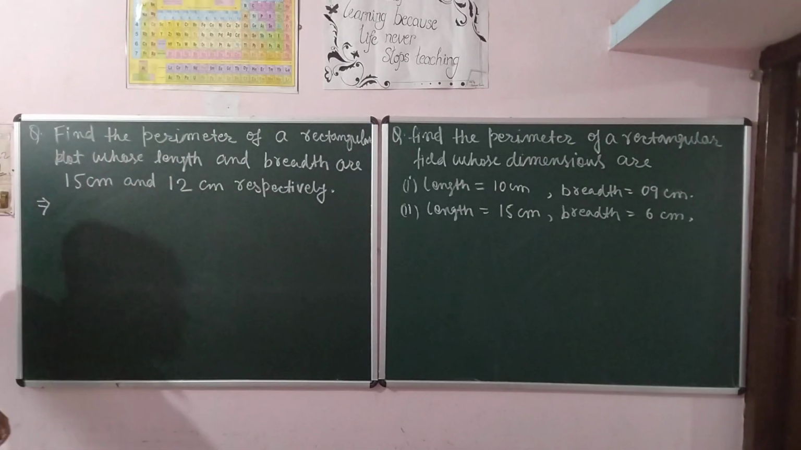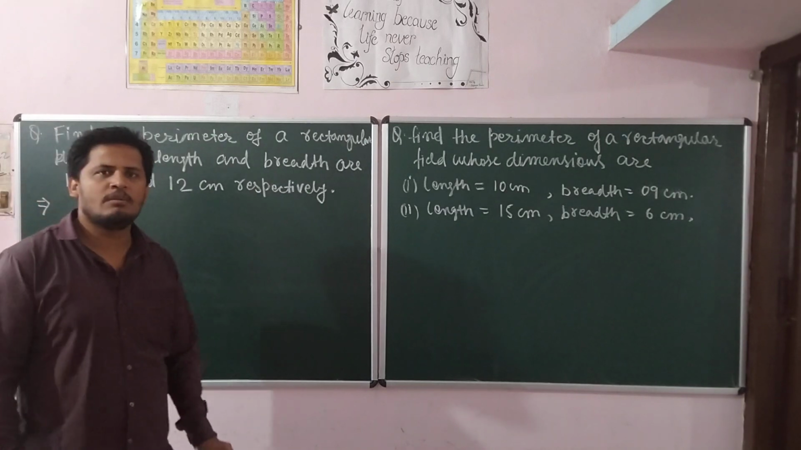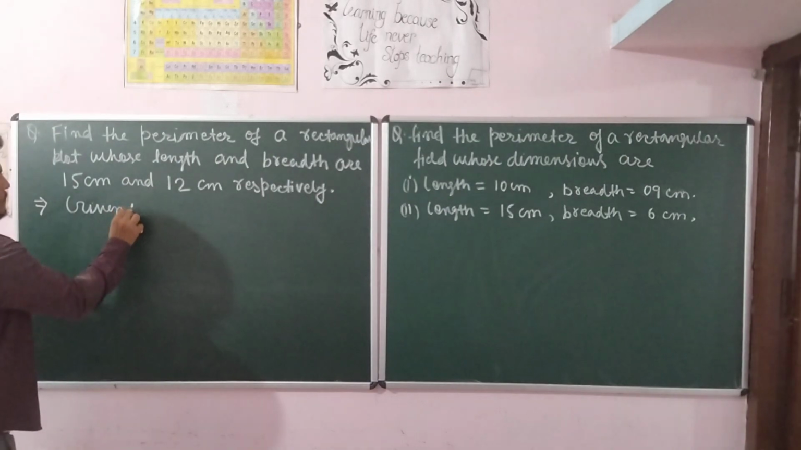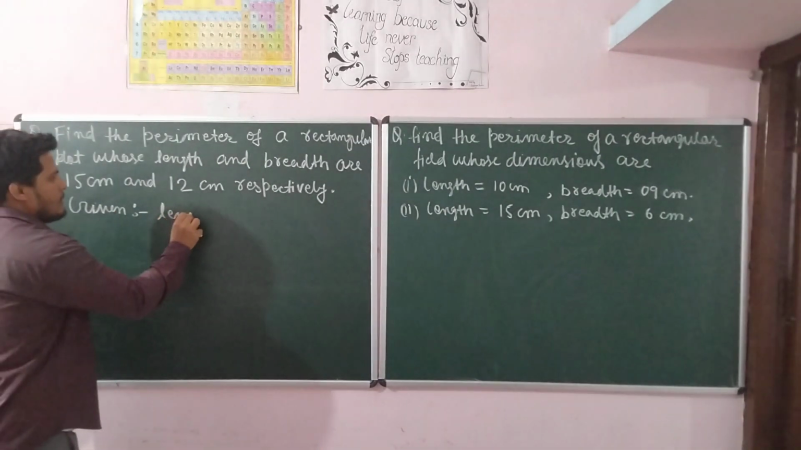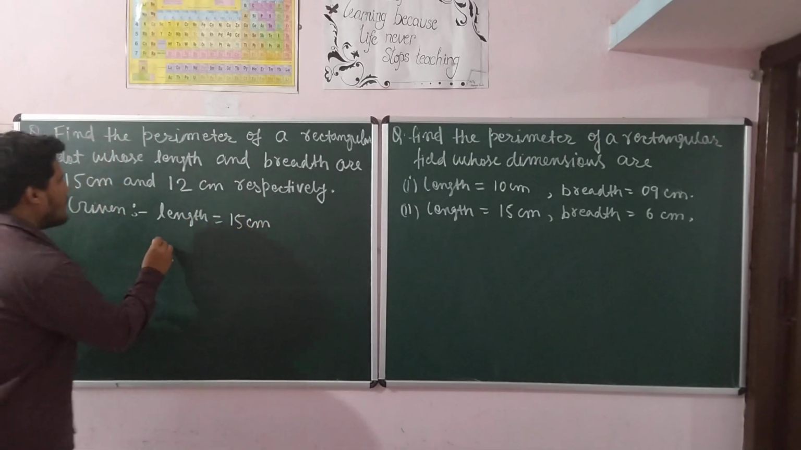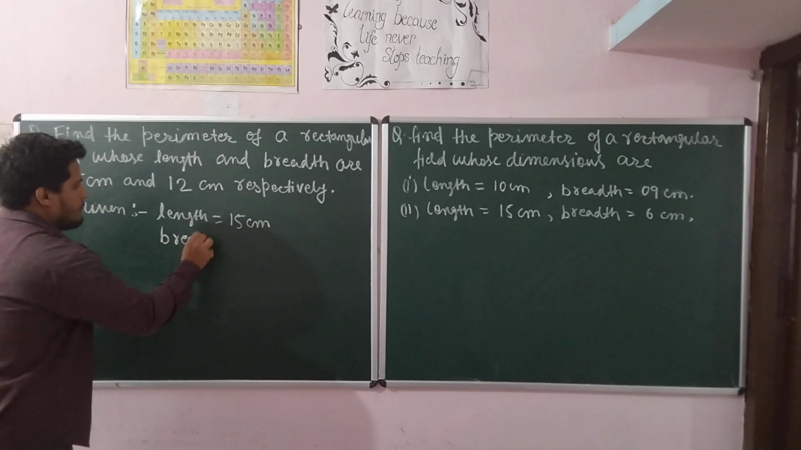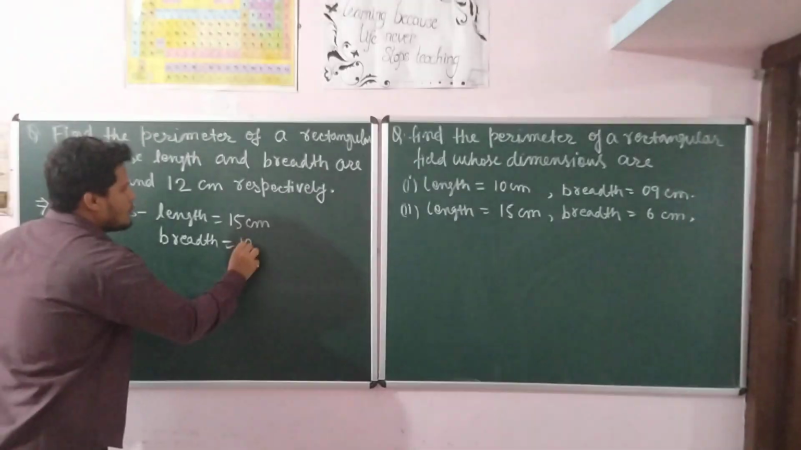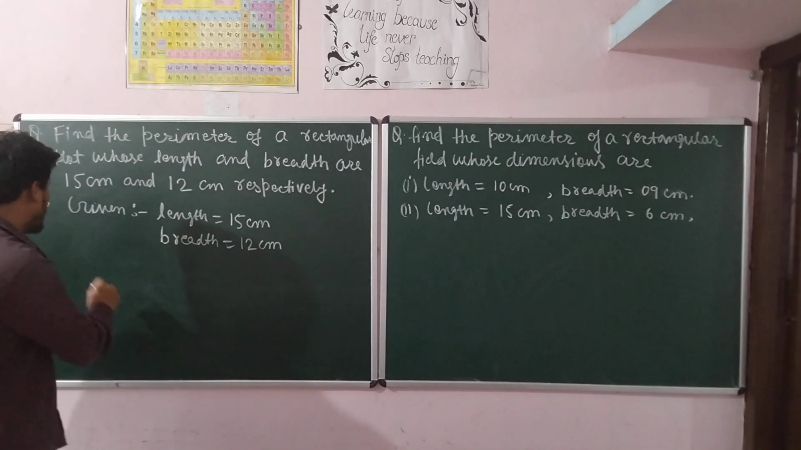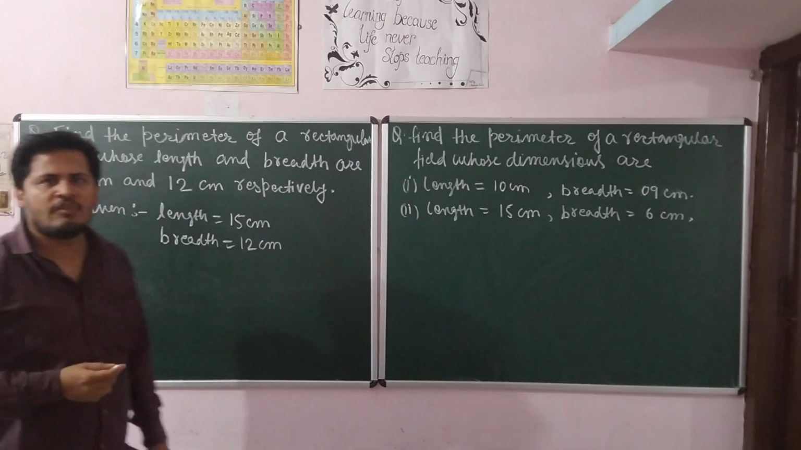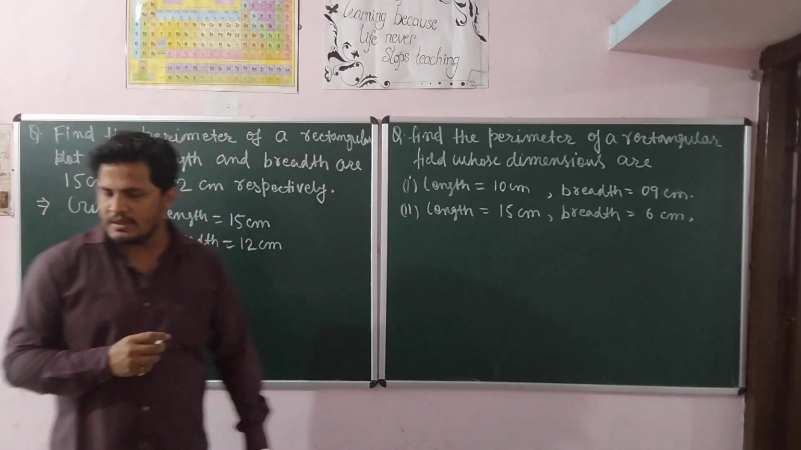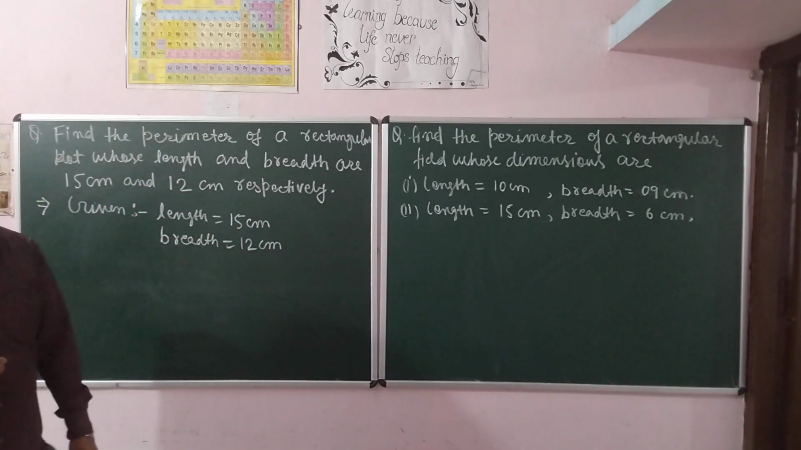Okay, so first of all, we have to write the given terms. Now see what is given. Length is given, and that is 15 centimeter. What about the breadth? That is 12 centimeter. Now, what is the expression for finding the perimeter of a rectangle? That is 2 into (length plus breadth).